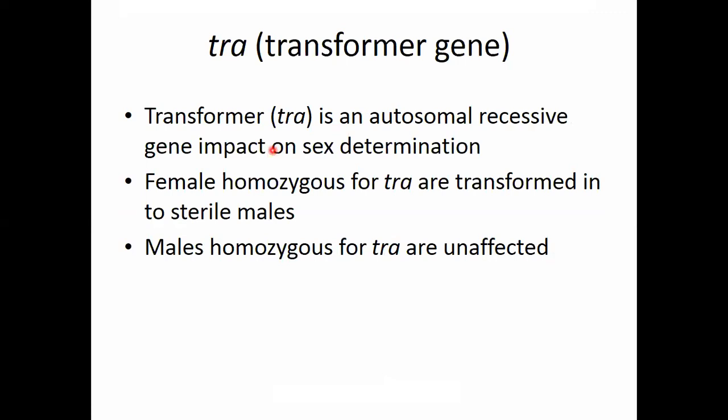The first gene is named the transformer gene, TRA, that is an autosomal recessive gene impacting the sex determination of Drosophila. If females are homozygous for transformer, they are transformed into sterile males, while if males are homozygous for transformer, they are unaffected. So the transformer gene basically affects the female Drosophila.